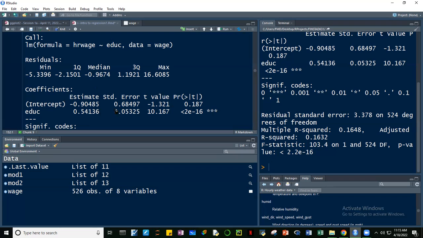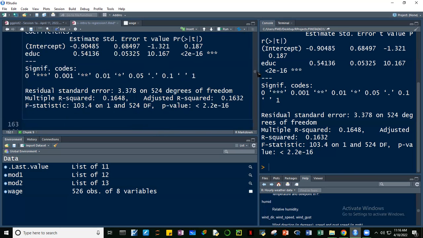So the ceteris paribus here does not mean anything actually, because we only have 1 predictor. So this means that for every 1 year increase in education, there's a corresponding 54 centavos increase in hourly wage, ceteris paribus.